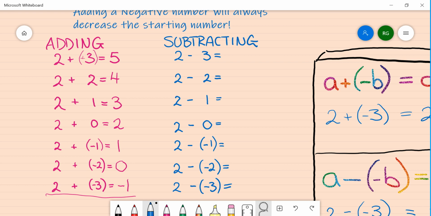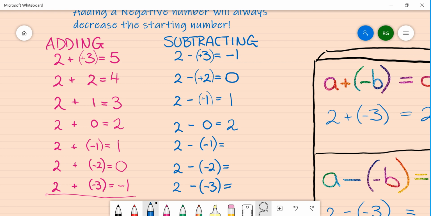If we now look at subtracting, so in this case we've got 2 minus positive 3. So if we have $2 and we subtract $3, we're going to end up with negative 1. If we have 2 and we subtract positive 2, we're going to get 0. 2 subtract 1 or positive 1, we're going to get 1. You can see how the pattern's going here. 2 subtract 0, 2.